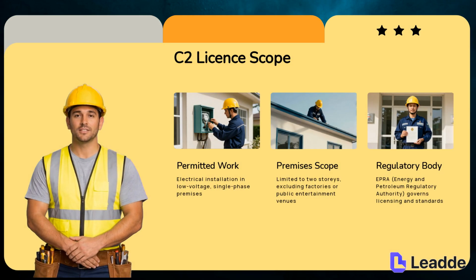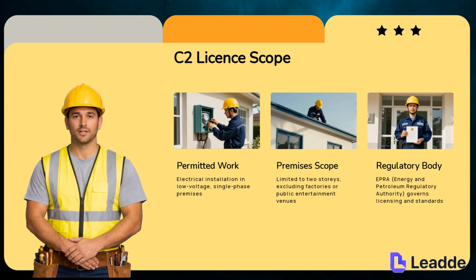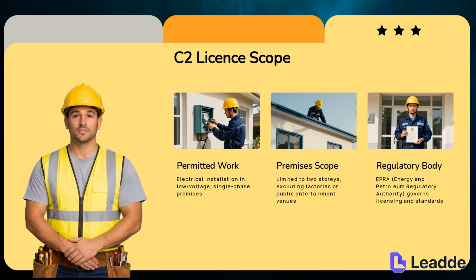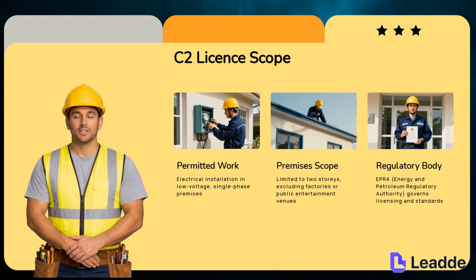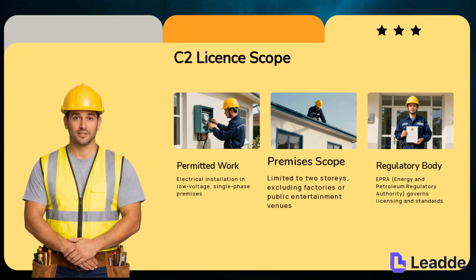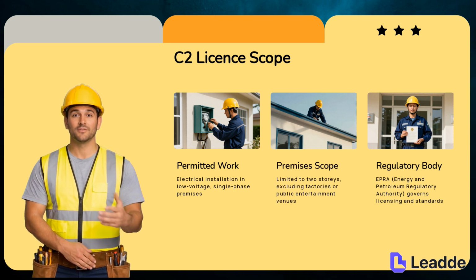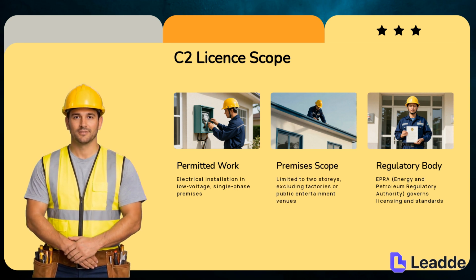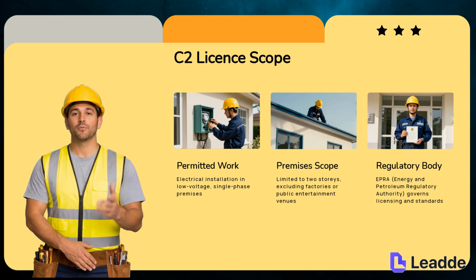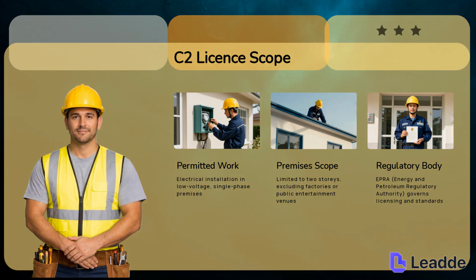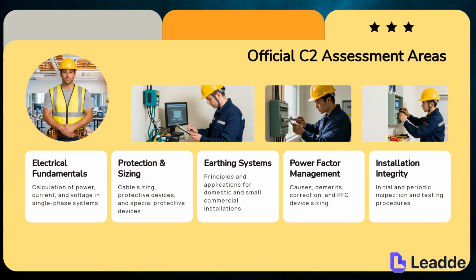The C2 license defines specific permitted work, which includes electrical installation in low-voltage, single-phase premises. The scope of these premises is limited to structures of up to 2 stories and explicitly excludes factories or public entertainment venues. The governing body for licensing and standards is the Epra, which stands for the Energy and Petroleum Regulatory Authority.